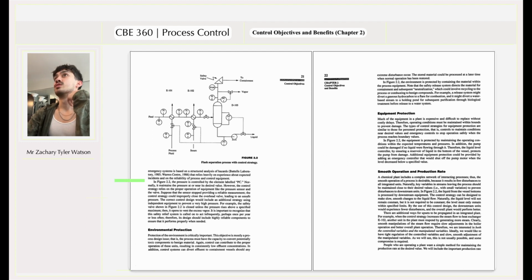In Figure 2.2, the pressure is controlled by the element labeled PC. Normally, it maintains the pressure at or near its desired value. However, the control strategy relies on the proper operation of equipment, like the pressure sensor and the valve. Suppose the sensor stopped working, the control strategy could improperly close the overhead valve, leading to unsafe pressure. The correct control design would include an additional strategy using independent equipment to provide protection against very high pressure. For example, the safety valve shown in Figure 2.2 is closed unless the pressure rises above a specific maximum. Then it opens to vent the excess vapor.